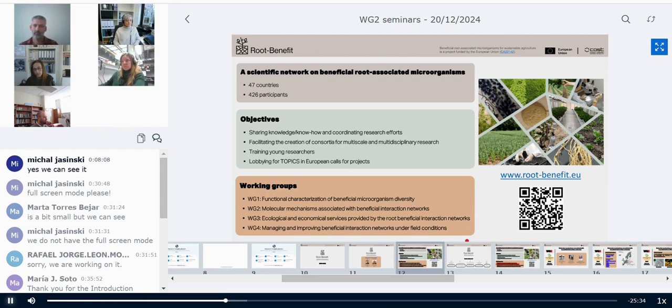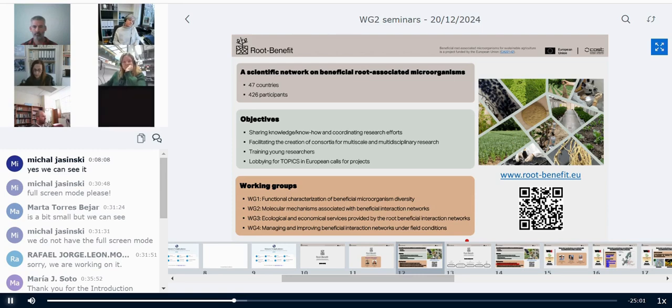Another objective is to make training for young researchers, which is also very, very important for the future. Finally, also to create lobbying and opportunities to apply for projects with people involved in this COST Action. So the idea is to create this networking and then make a big effort to go further and apply for European projects. So the COST Action is divided in 4 working groups.